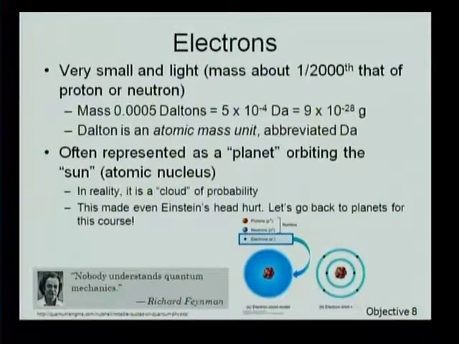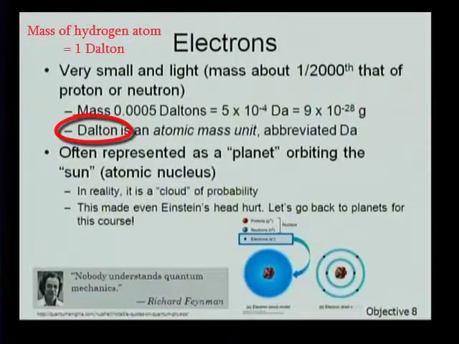So electrons, as I said earlier, are very small, they're very light. Their mass is only about 1/2000th that of a proton or a neutron. So as we'll see in just a minute, they don't contribute very much to molecular mass. If we define the mass of a hydrogen atom as 1 Dalton, then the mass of an electron is 1/2000th of that.